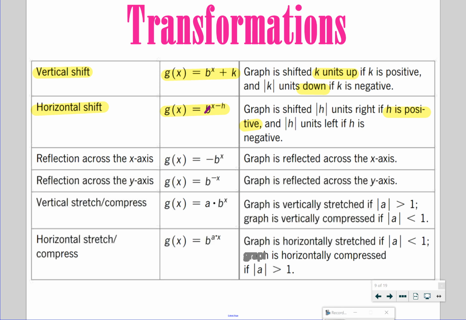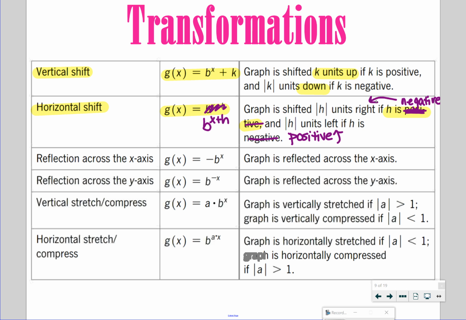So let's call this b to the x plus h. Here we go. If h is negative, it's going to move it to the right. And if h is positive, it's going to move it to the left. So for example, that'll follow along with our rules that we talked about before. That'll be a little bit easier.